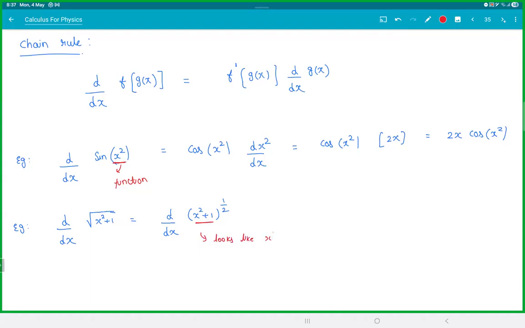It looks like x power n. It is not x power n. It looks like that. So the function here is x square plus 1. So what we do? The function to the power of half. So it is half into the function, which is x square plus 1, to the power half minus 1. So far, it looks like your regular formula. But inside, you don't have x. You have x square plus 1. So we need to differentiate it again. And this comes out to be 1 into root over x square plus 1, times the differential of x square plus 1, which is 2x plus 0. 2 will cancel. You'll get x by root over x square plus 1.